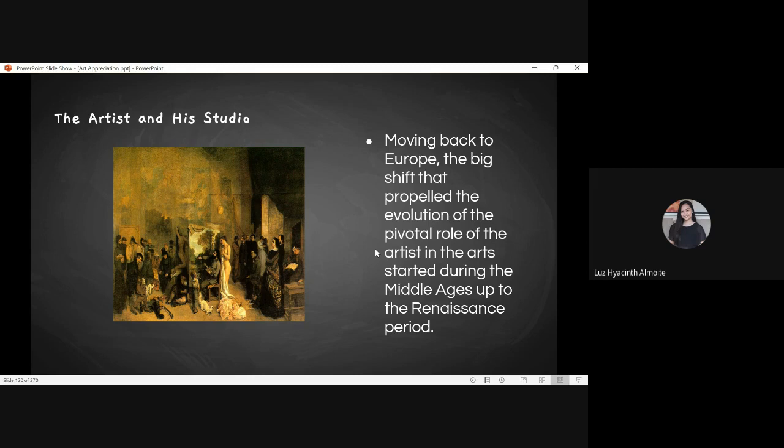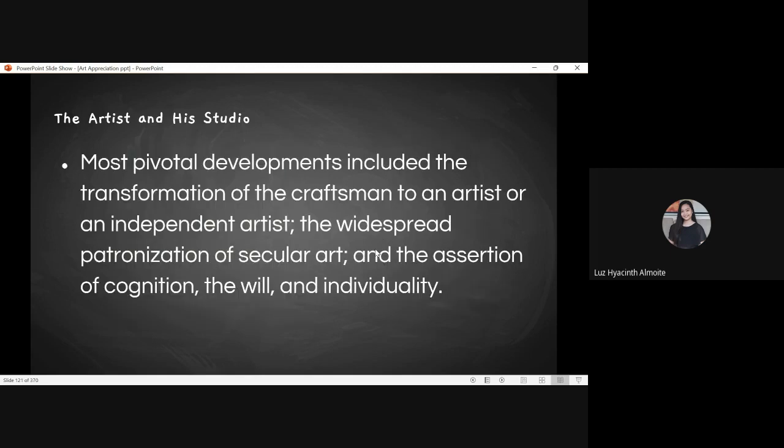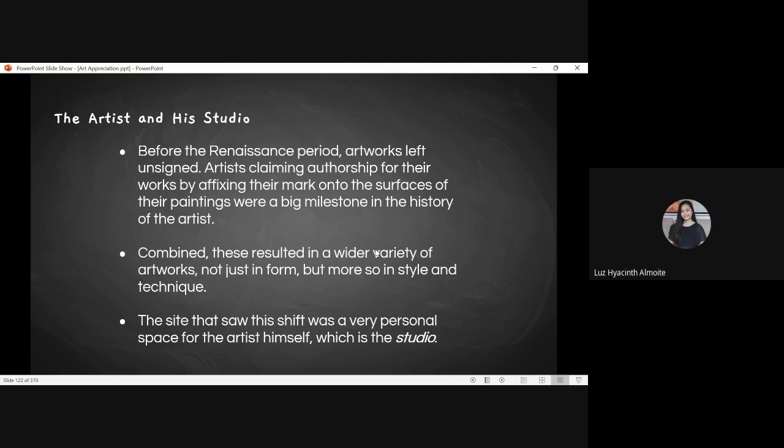So before the Renaissance period, artworks were left unsigned. Artists claiming authorship for their works by affixing their mark onto the surfaces of their paintings was a big milestone in the history of the artist. Combined, this resulted in a wider variety of artworks, not just in form but more so in style and technique. The site that saw this shift was a very personal space for the artist himself, which is his studio.